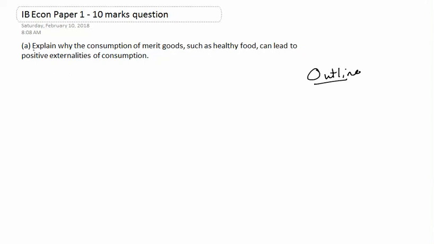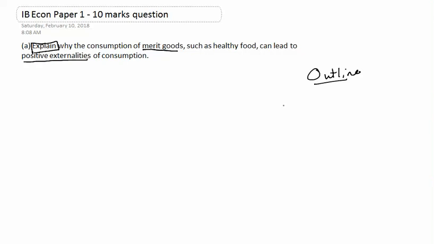So our command term is explain. Let's put a box around that. And key terms in the question are merit goods and positive externalities. Now, you need to remember that in some questions, the key terms are all in the question itself, such as in this type of externality question. In other questions, you may find that the key terms you will have to know.